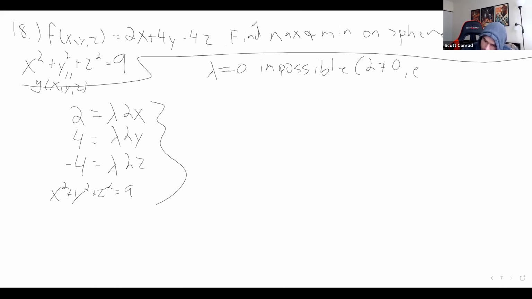Because the equations become 2 equals 0, 4 equals 0, negative 4 equals 0, which clearly none of those can be satisfied for any x, y, and z. So we're assuming lambda is non-zero.